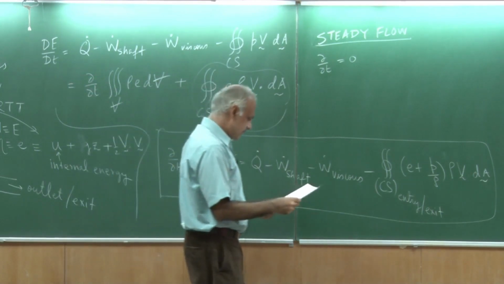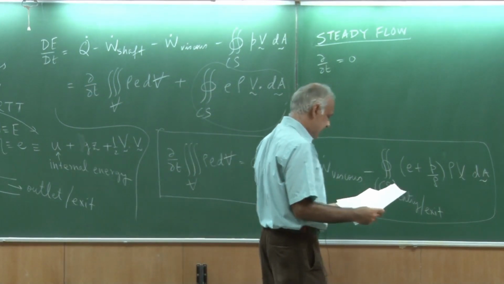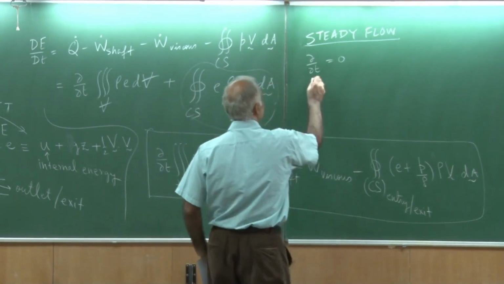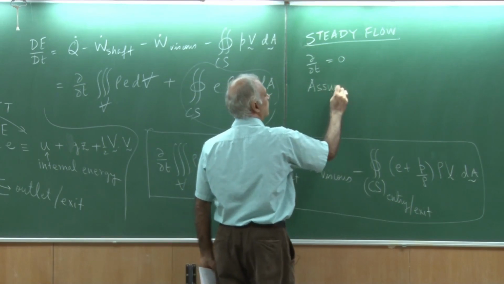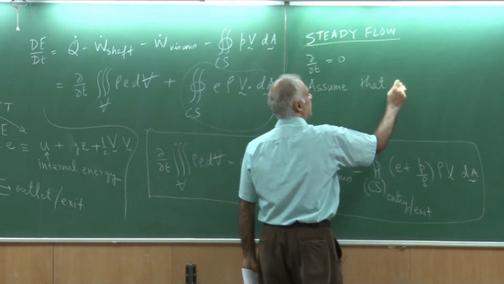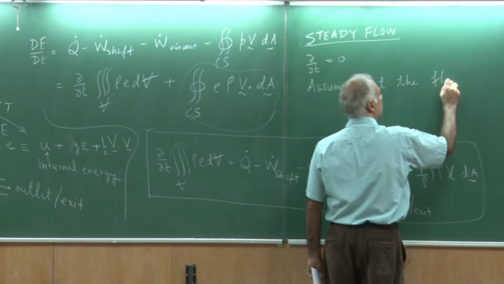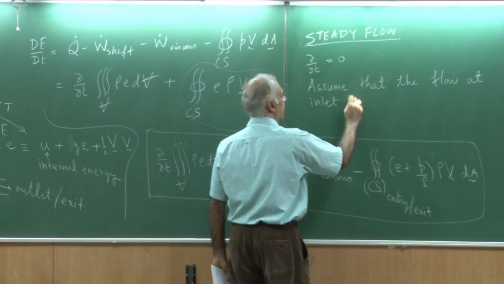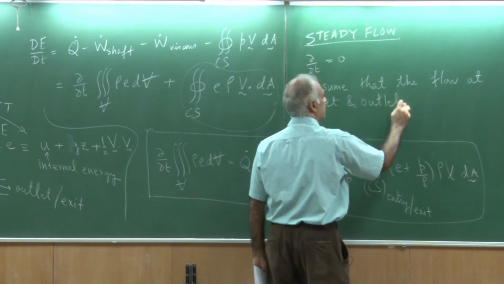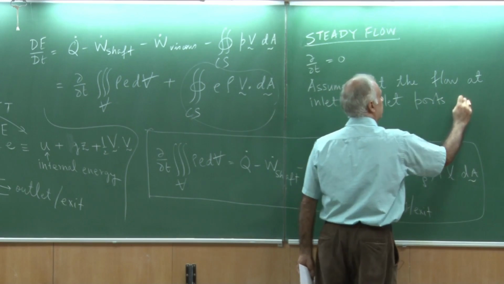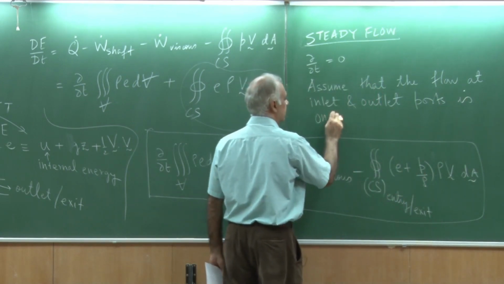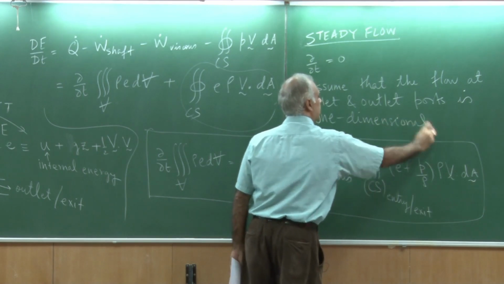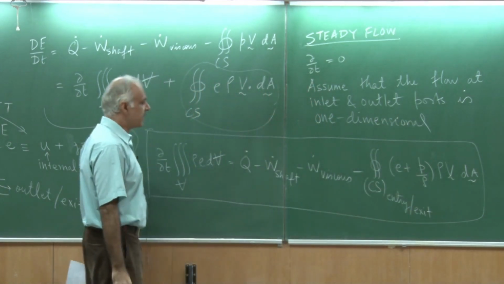We made further assumptions. We actually went ahead and said that we will now assume that the flow at inlet and outlet ports is one dimensional. Okay. So this is a big assumption.